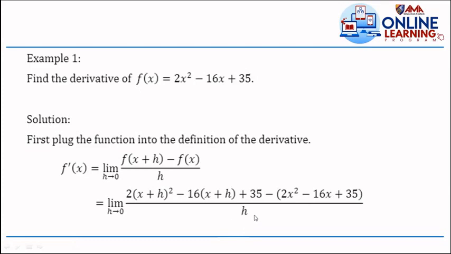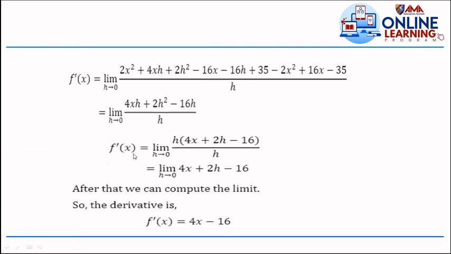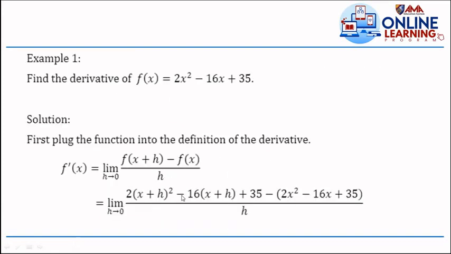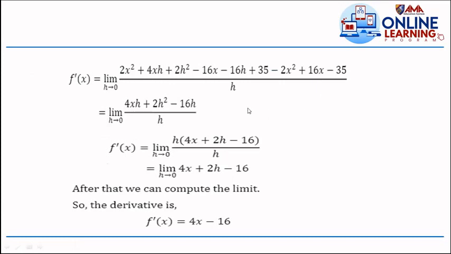all over h. Next, we're going to expand this using the binomial formula. So if we're going to expand that, we have x squared plus 2xh plus h squared. Multiply by 2, so we have 2x squared plus 4xh plus 2h squared. Okay? Then we distribute the 16, minus 16x minus 16h, plus 35. Then distribute the negative, minus 2x squared plus 16x minus 35, all over h.